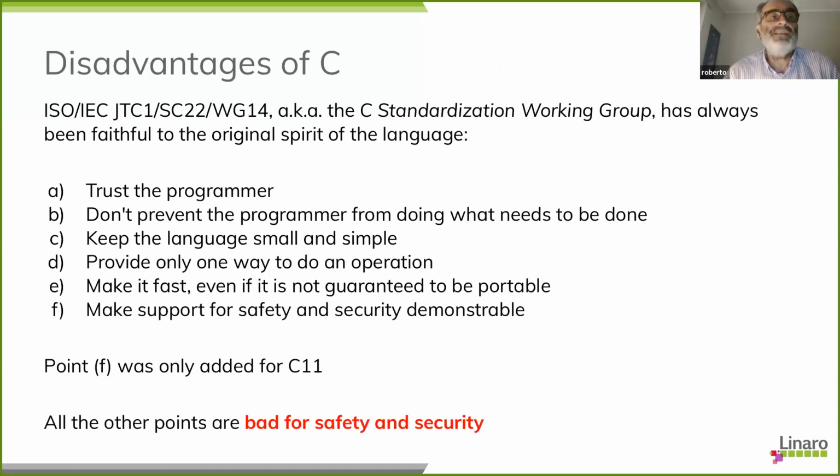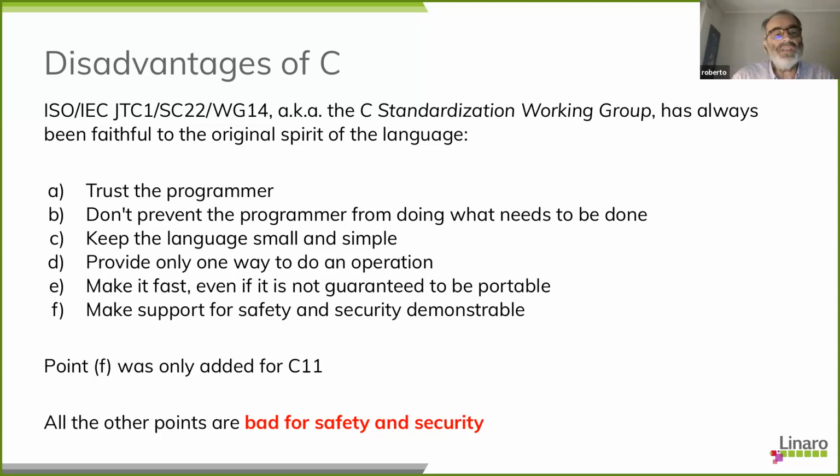And C also has disadvantages. One of the reasons is that the C standardization working group, WG14, has always been faithful to the original spirit of the language, which we can read from the charter of the working group. This is a literal quotation. Point A, trust the programmer. B, don't prevent the programmer from doing what needs to be done. C, keep the language small and simple, and D, provide only one way to do an operation. And point E is important: make it fast, even if it is not guaranteed to be portable.